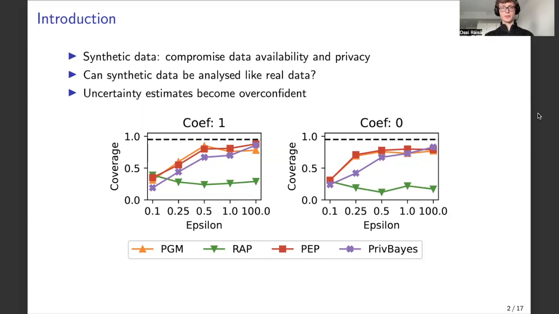And you can see that no matter what the algorithm to generate synthetic data or the privacy strength is, the coverage is not at the promised level of 95%. So the confidence intervals are overconfident.